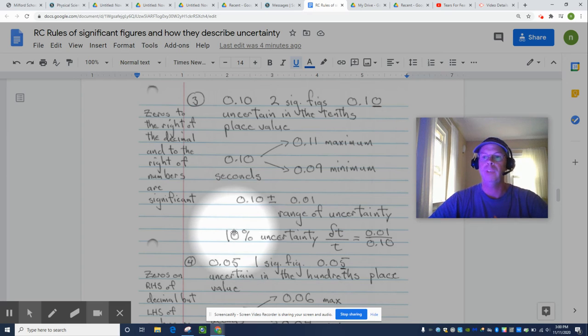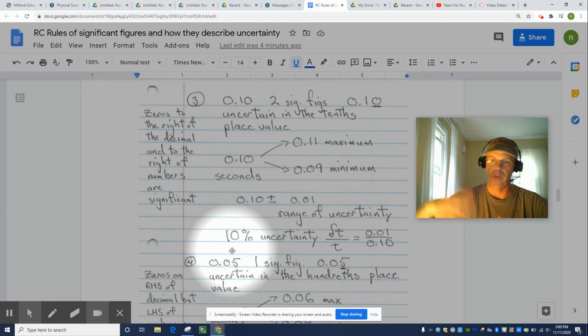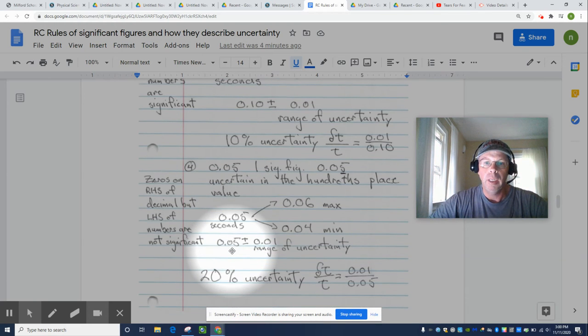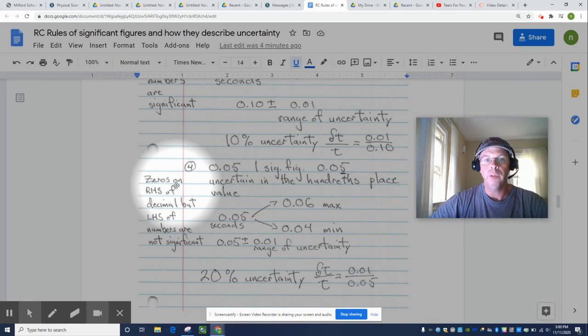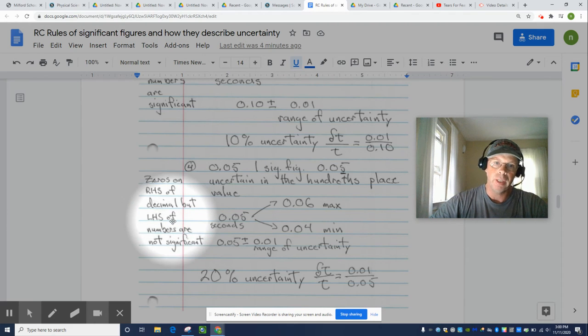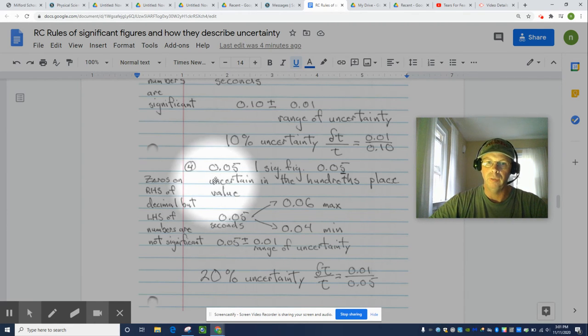Anyway, that's called percentage uncertainty, and that's kind of rough. 10% is a sloppy range of uncertainty. The truth is varying a lot within your measurement. And here we get even worse. So zeros on the right-hand side of the decimal, but left-hand side of the numbers are not significant. 0.05 only has one significant figure, the 5.